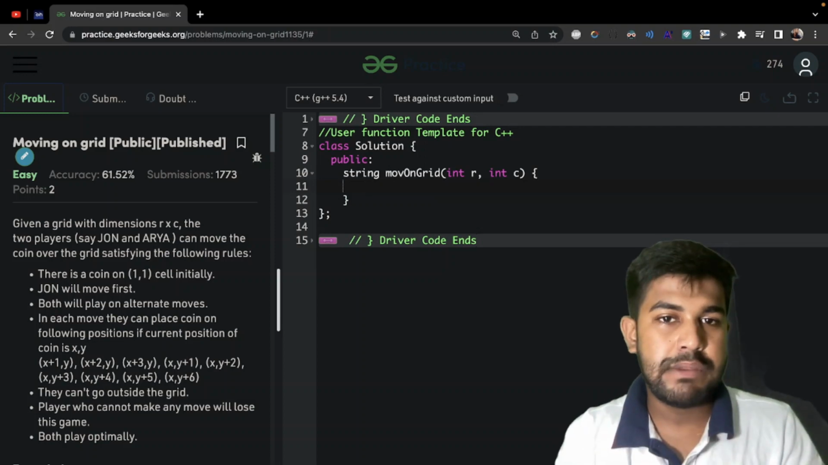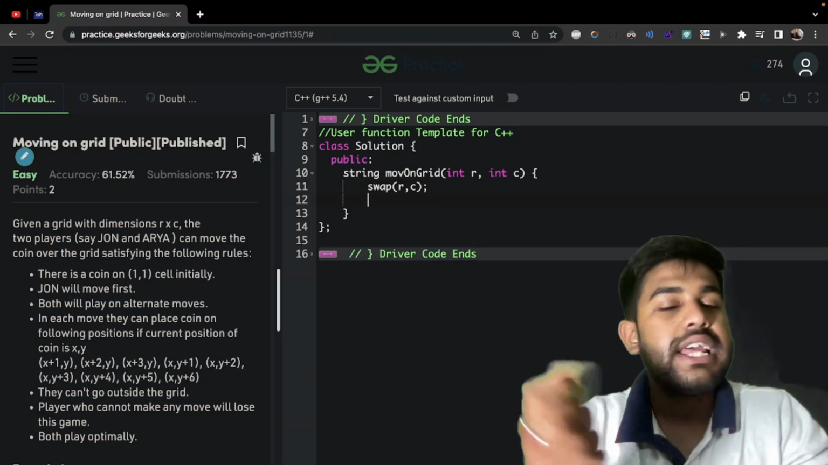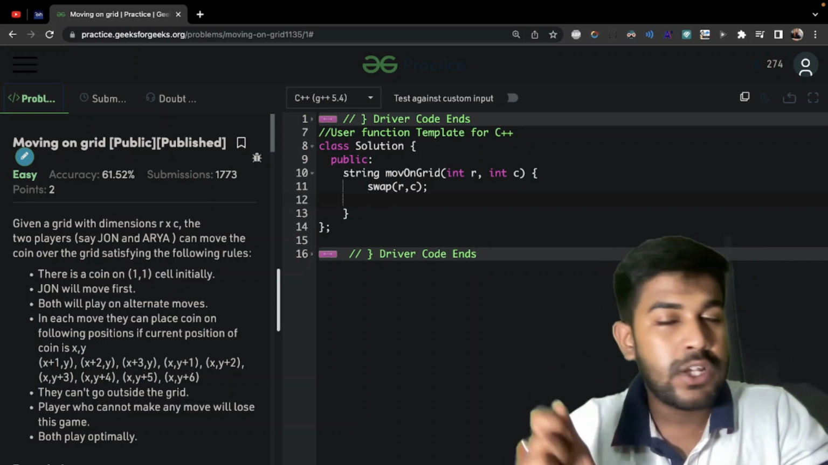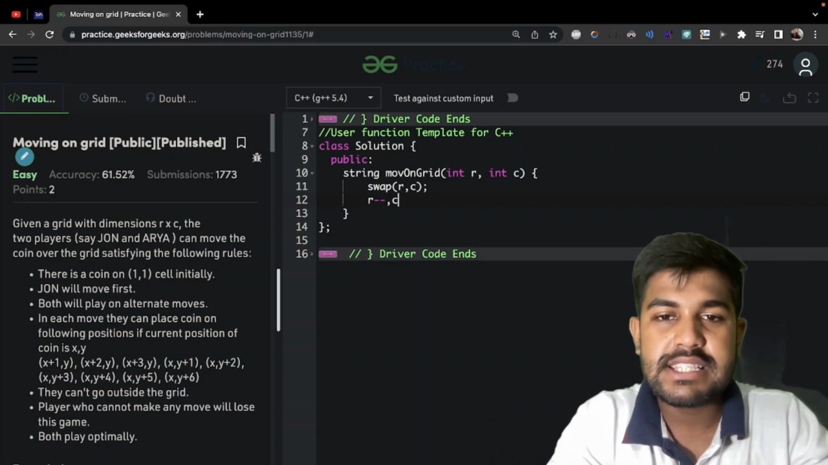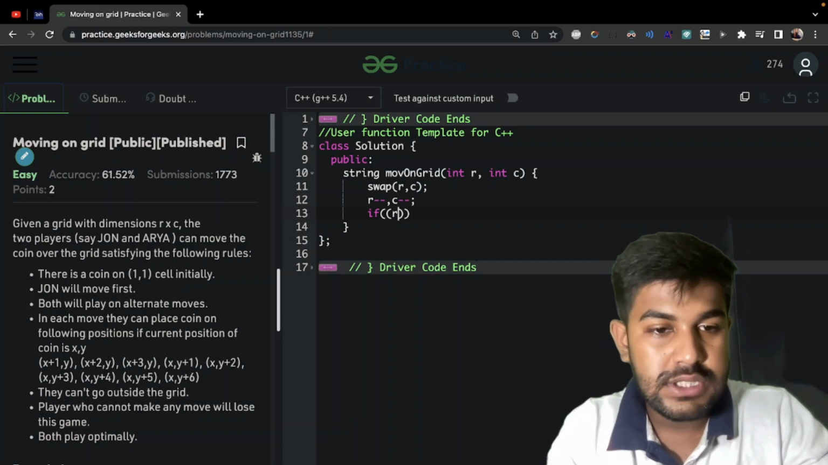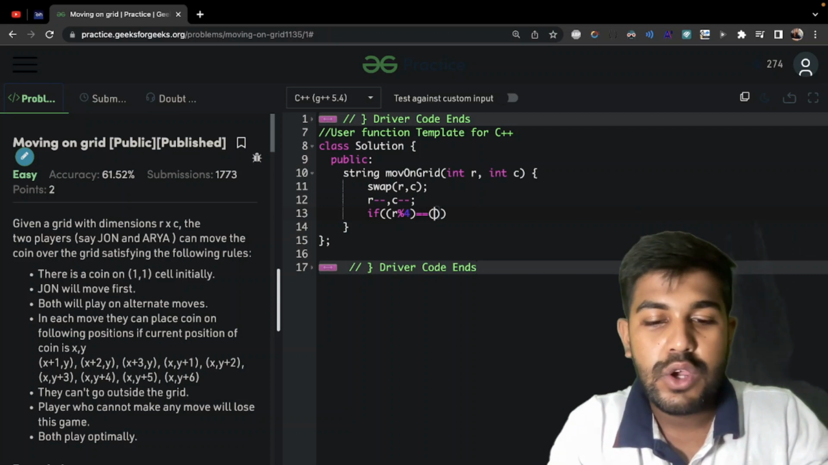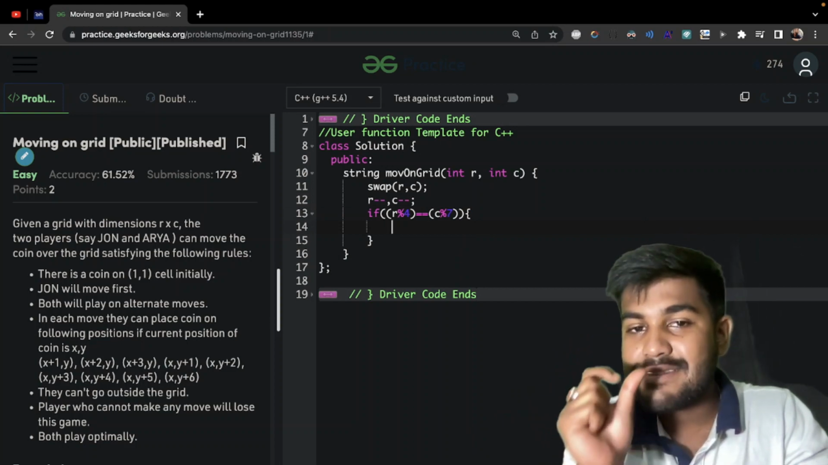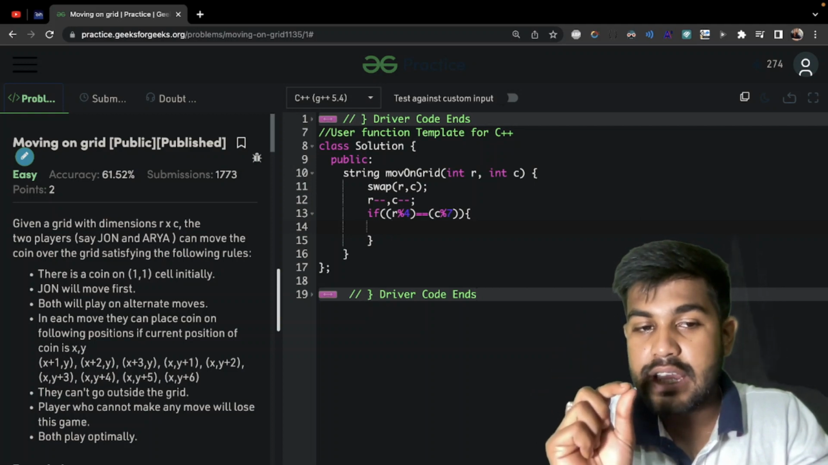Now let us start the implementation. First we would swap the values of rows and columns because they are given inverted. Now we would simply check for rows and columns, but before doing that I would make the starting point 0 0, r minus minus and c minus minus. Then if the rows modulo 4 is equal to the column modulo 7, if this condition holds, both have the same cells remaining, then John would take first and then Arya would take and he would win.